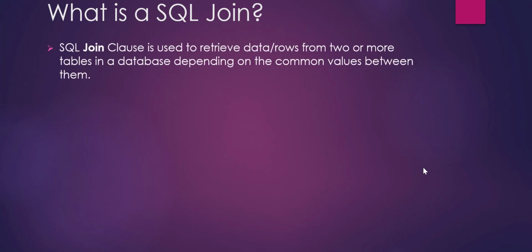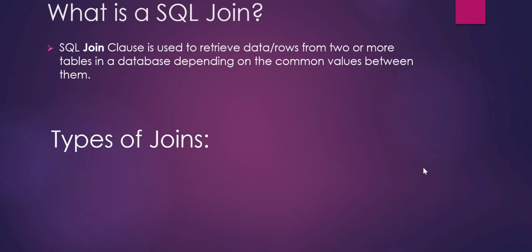What is a SQL join? SQL join clause is used to retrieve data or rows from two or more tables in a database depending on the common columns or common values between them. If we take two tables, for example, common values in those two tables will be the result of this SQL join. And types of joins.